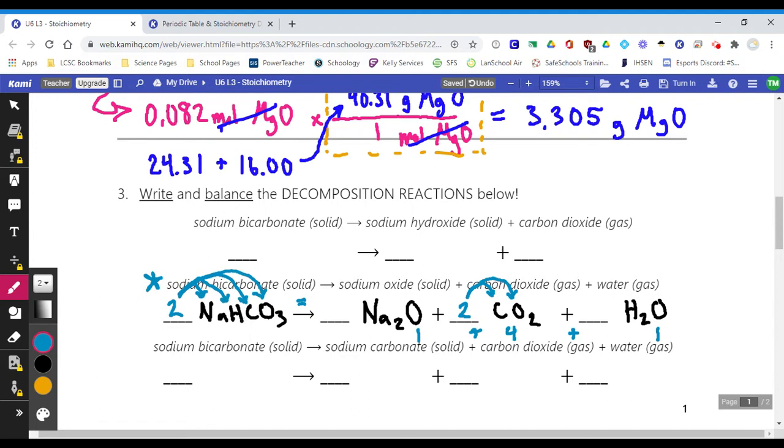So I could just put 1 there and 1 there because everything's already balanced. I'm just going to fill in the blanks with 1s. And this is going to be my balanced reaction equation.